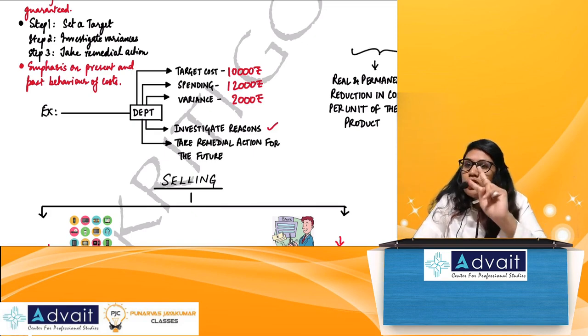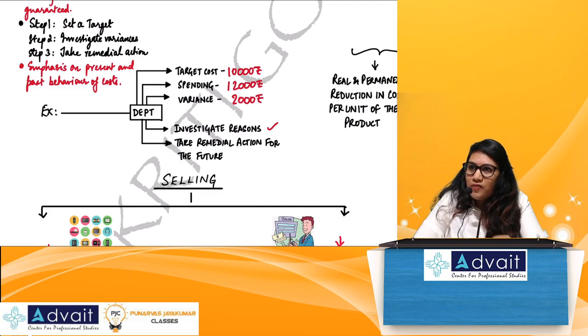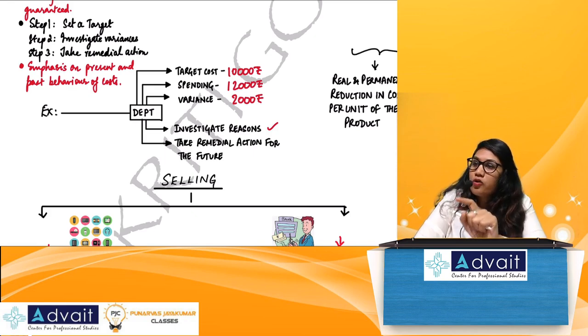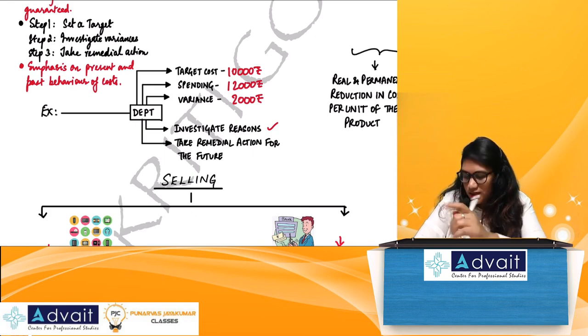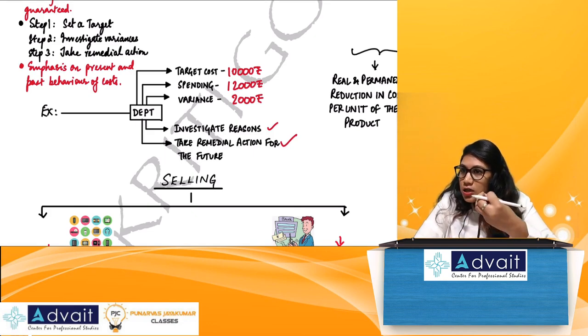Reasons can be of two types. What are they? First, probably my target cost only is estimated wrong. So if that is the case, set right your target cost. But if the target cost is correct, then what happens? That means you are at fault somewhere. There is some wastage somewhere. So figure out what that wastage is and take action for the future to control that cost. So that is your cost control.